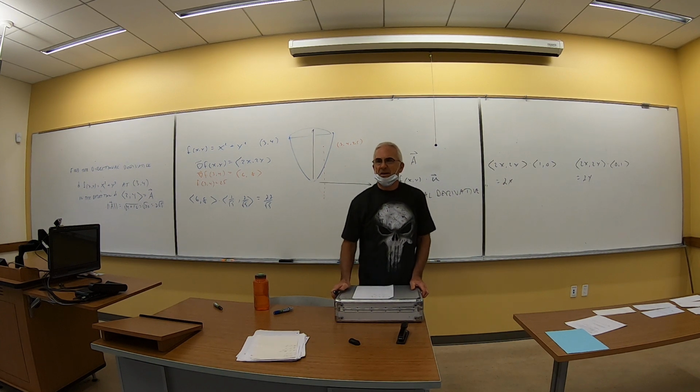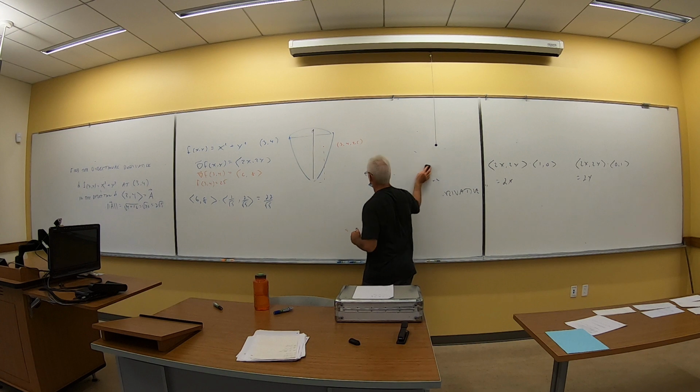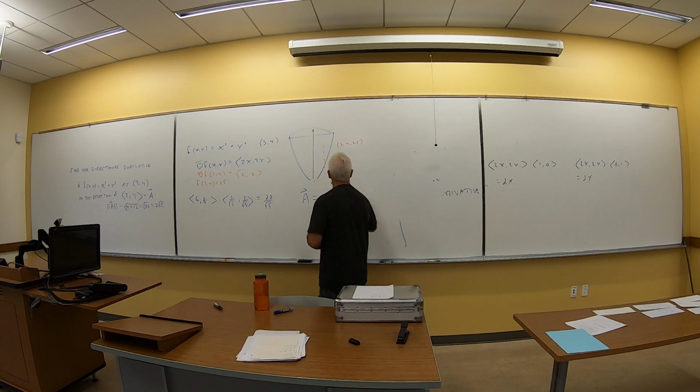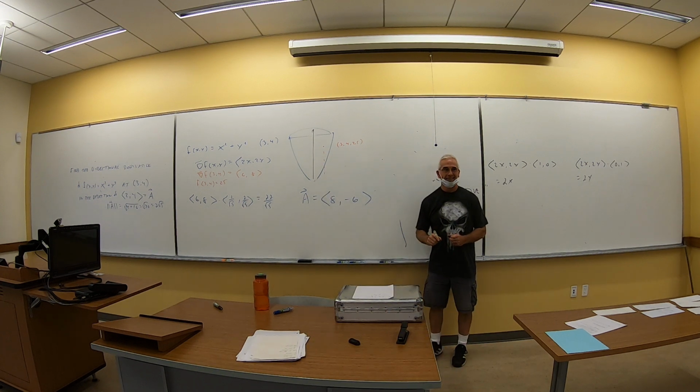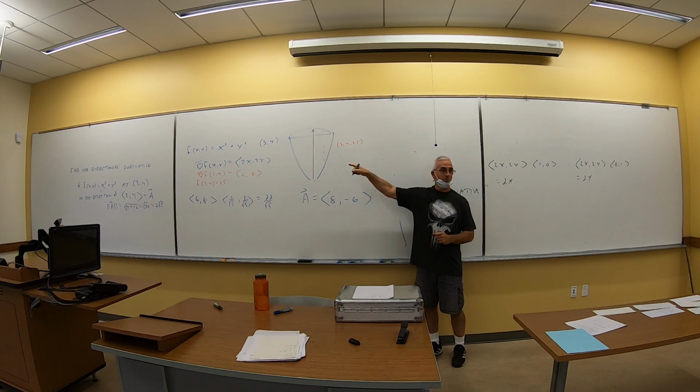Don't even think unit vector yet. Just give me a direction. Give me a vector that would have me moving horizontally. Anybody come up with one quickly? 8, -6. If I make my vector 8, -6, do you all agree that any multiple of that dotted with that would give me 0?